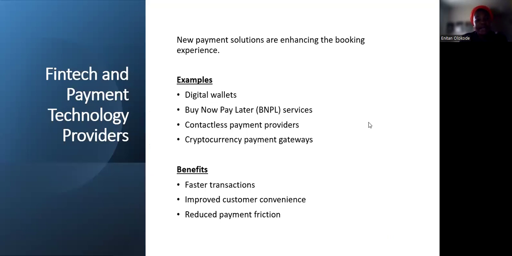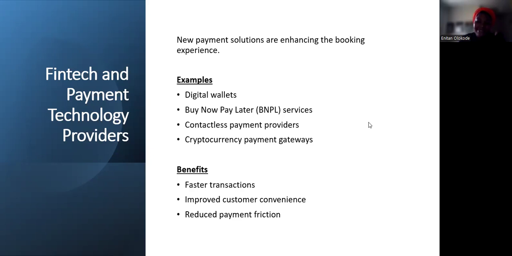Then to our fintech and payment technology. Our fintech and payment technology providers, we can all agree, have transformed hospitality transactions and the payment experience significantly. They make our payments easier. What are examples of them? We have contactless payment providers. We can make cryptocurrency payments. We can pay for our accommodations with crypto, bitcoins, and a whole lot like that. We have digital wallets. So many platforms, so many innovations that make payments for hotel services seamless.